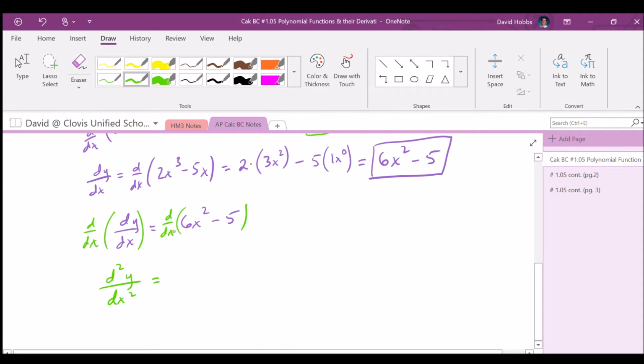Okay, well, we just kind of go through and we do the same. We're just doing the derivative with respect to x. So I get 12x minus, and that's a constant, so it's 0. We don't write the 0 in the final answer. So the second derivative of y with respect to x is 12x.